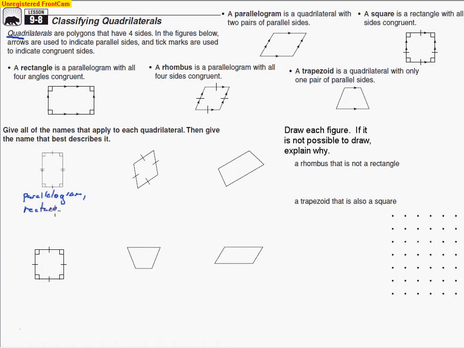Now, I cannot call it a rhombus because not all the sides are the same. Notice that this one has two tick marks and this one has one. That means the sides are different. Therefore, we can't call it a square, because not all sides are the same. And it's not a trapezoid because a trapezoid only has one pair of parallel sides. So those are the two different things it is. We have parallelogram and a rectangle. Which best describes it? Well, a rectangle would best describe it.